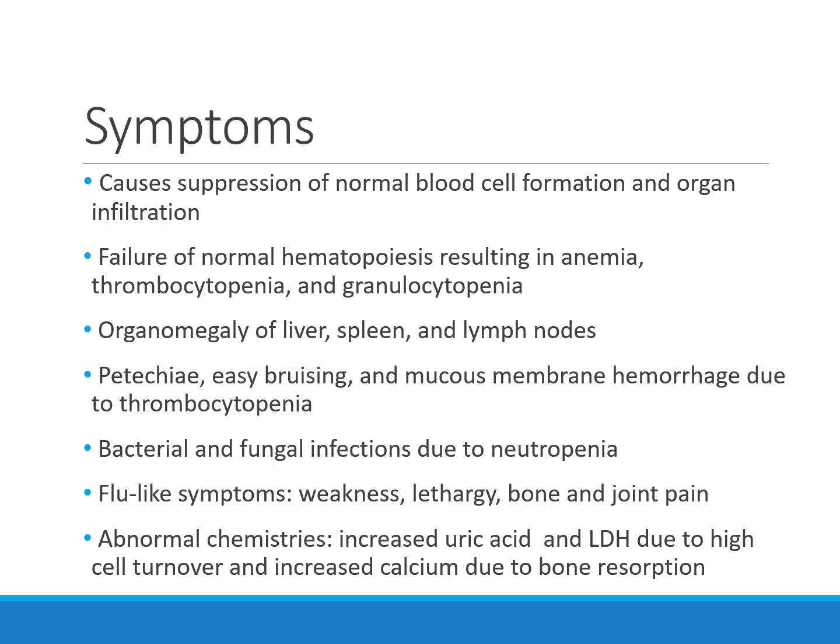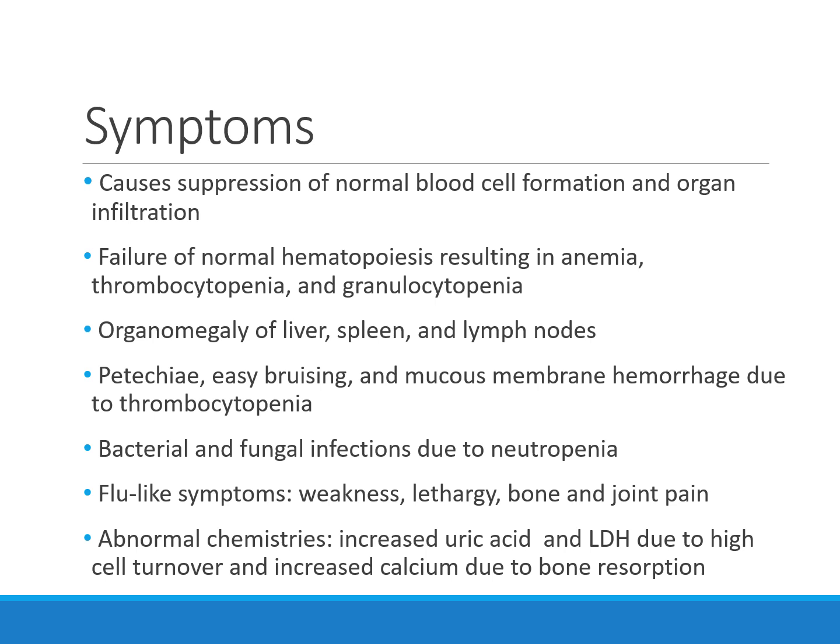Organomegaly of the liver, spleen, and lymph nodes is very common, and depending on the type of leukemia or proliferation that you have, the area of organomegaly is going to differ. We may have things like petechiae, easy bruising, mucous membrane hemorrhage due to that thrombocytopenia. So again, decreased platelet count will interfere with our ability to clot.